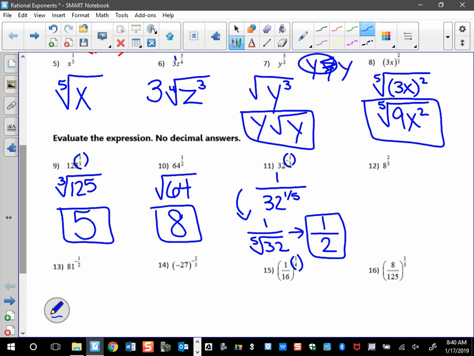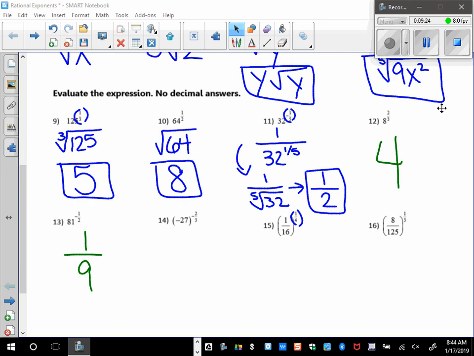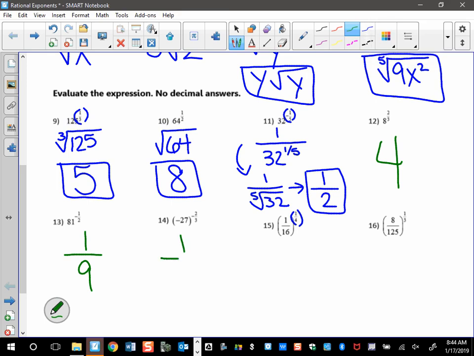Okay, I want you guys to go ahead and do 12, 13, 14, 15, 16. You can just type it in. You don't have to switch it to roots unless you want to. Okay, what'd you guys get for 14? A 9. 15? Half. 16?